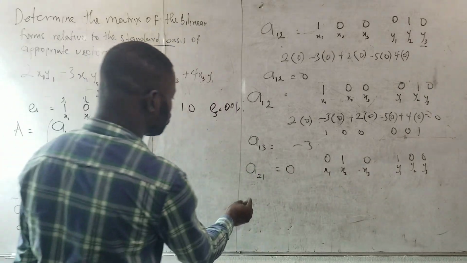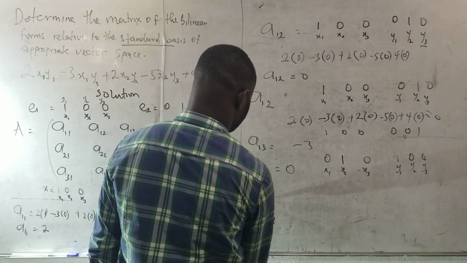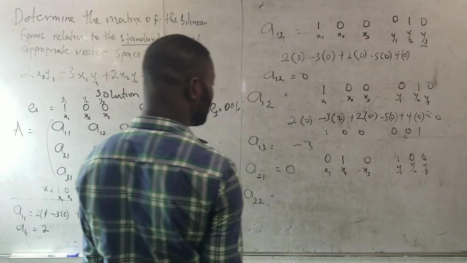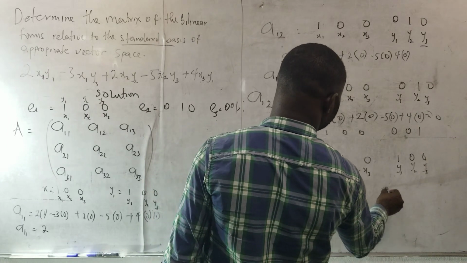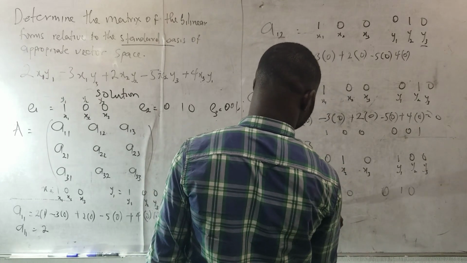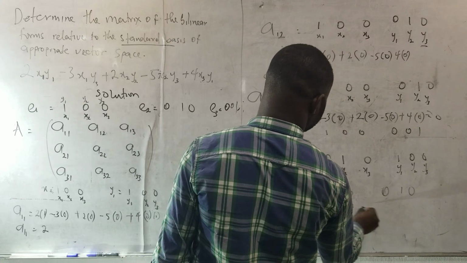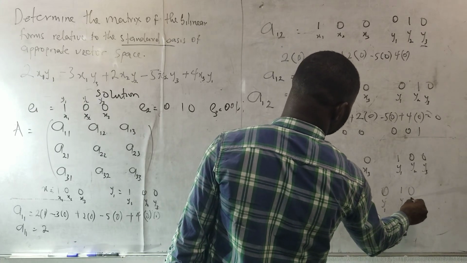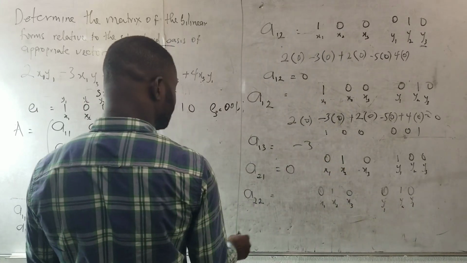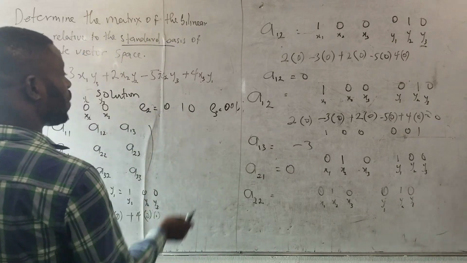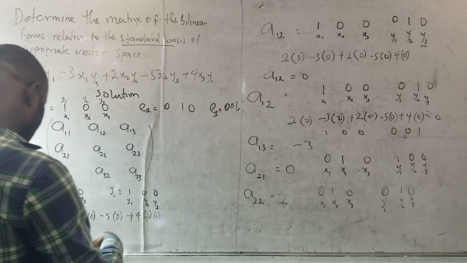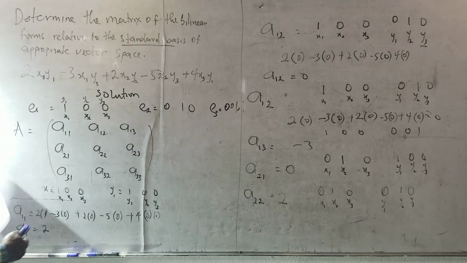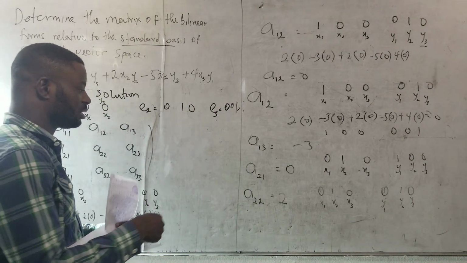Now my a22, at the point of a22 you are having 0 1 is 0 is 0 1 is 0, x1, s2, s3, y1, y2, y3. Now by so doing this, my a22, when you do the function, you are expected to have 2. Now my marker is going, sorry, the marker here is already out of shape.